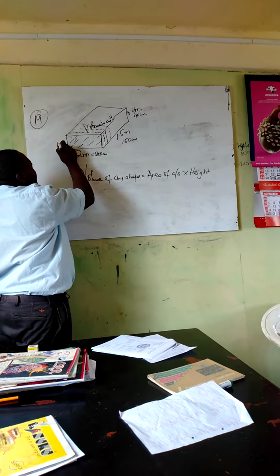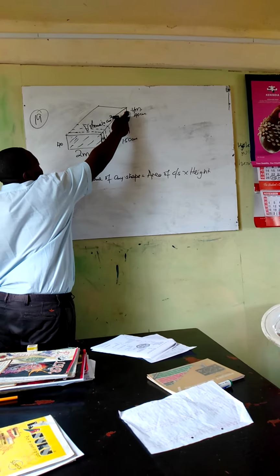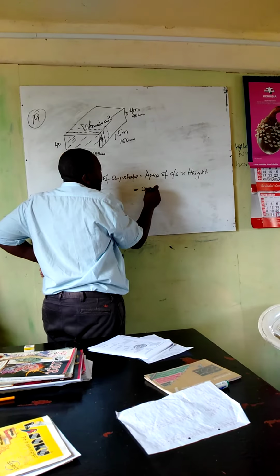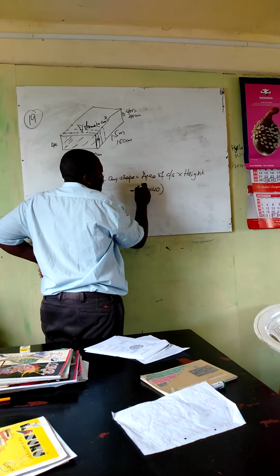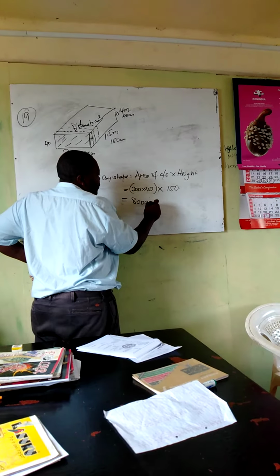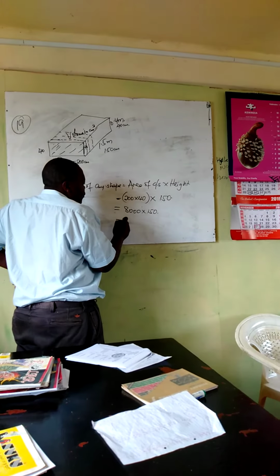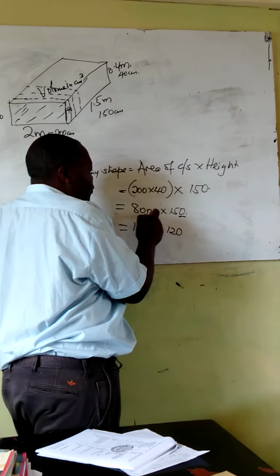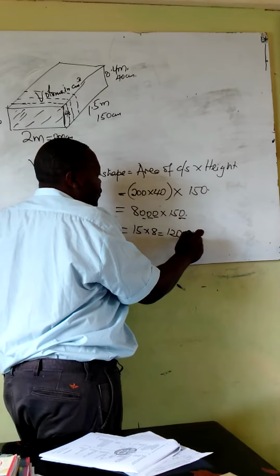So the area of our cross-section is given by 200 times 40, and then this is multiplied by the height, which is 150. This gives me 8, and how many zeros? 1, 2, 3, times 15 and a 0. So we take 15 times 8, which gives me 120, and how many zeros? 1, 2, 3, and 4.